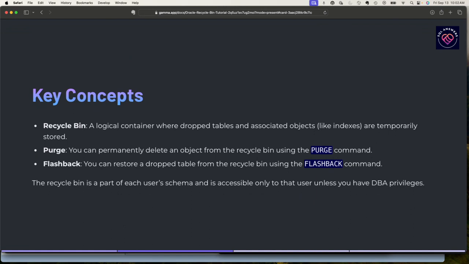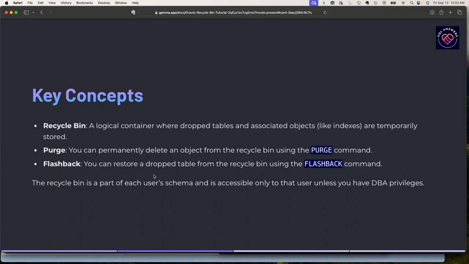So the key concepts, you've got your recycle bin, which is just a logical container where dropped tables and associated objects like indexes are temporarily stored until you actually purge them forever. So the purge command is how you actually permanently delete objects. You want to be careful. You don't want to delete things from the recycle bin, because after you purge them, they're gone forever unless you restore from a backup.